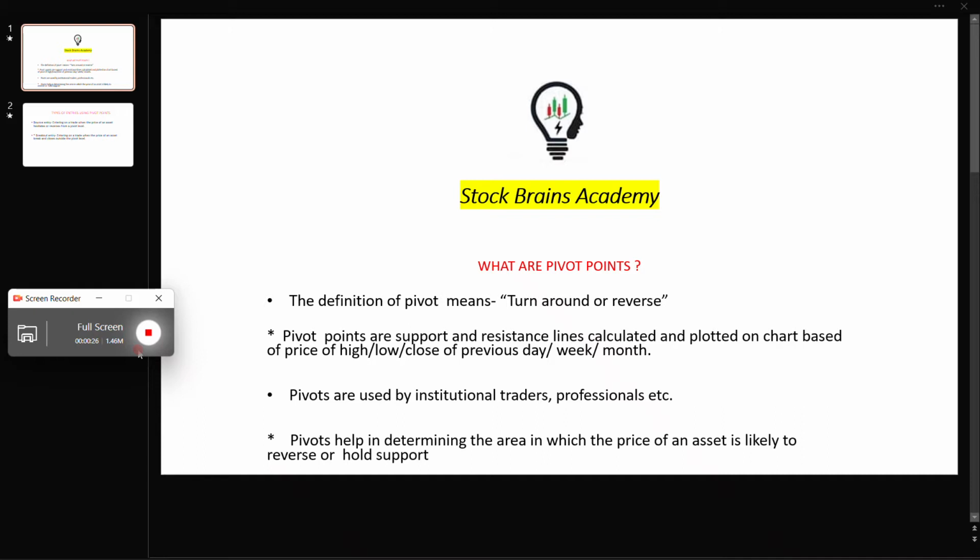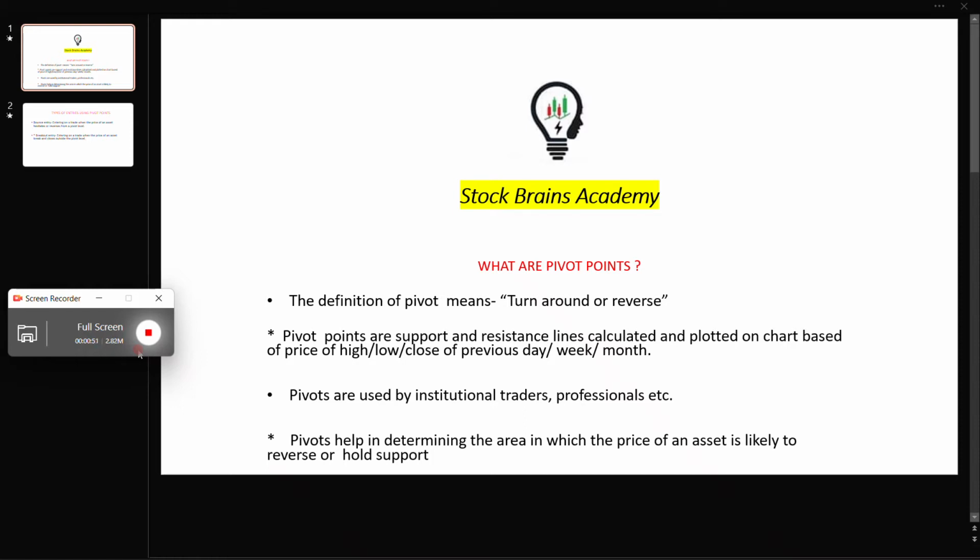So what are pivot points? Well, pivot points are nothing but support and resistance lines which are calculated based on the historical price data and plotted on the chart. For example, if you take a weekly pivot point, then the price of the weekly pivot point is calculated based on the previous week's support and resistance lines and plotted on the current weekly chart. Now the same applies to the daily pivot point and monthly pivot point.